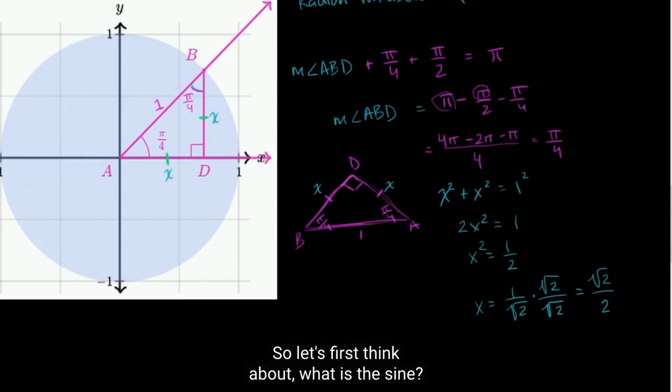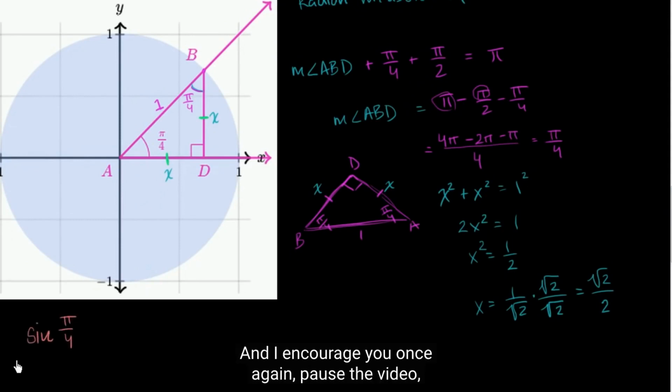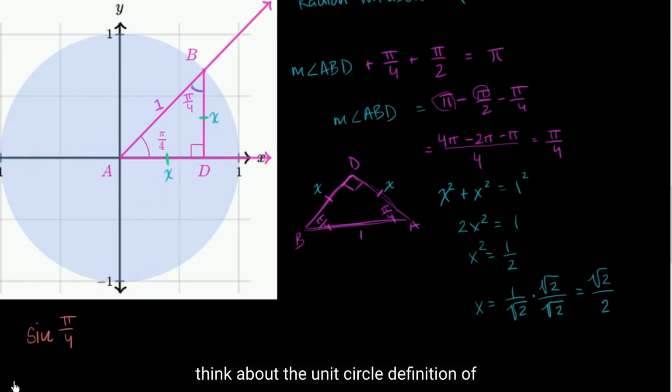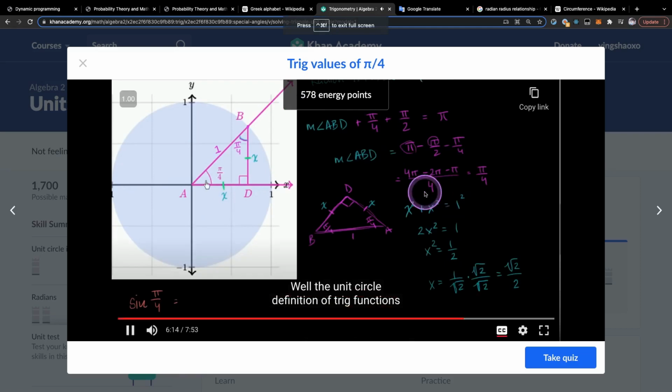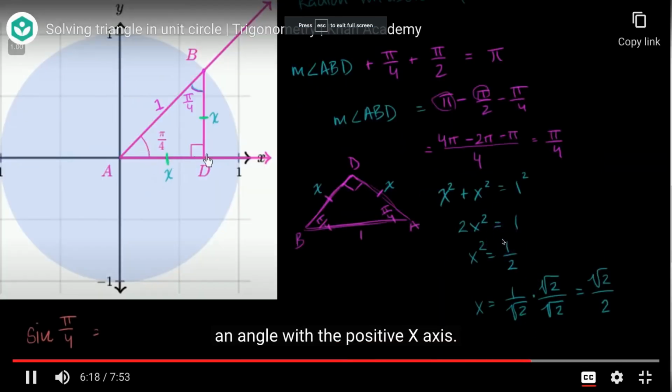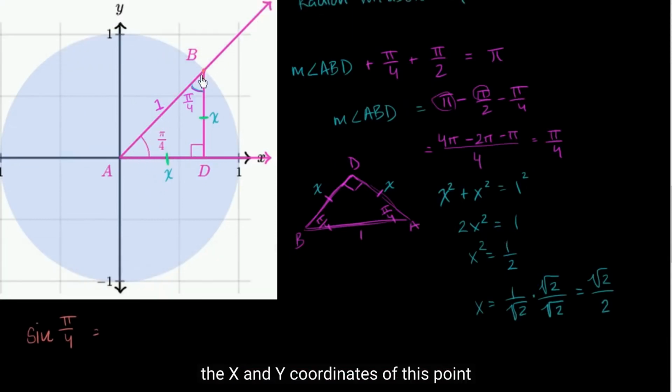So let's first think about what is the sine. Let me do this in orange. Given all the work we've done, what is the sine of pi over 4 radians? And I encourage you once again, pause the video, think about the unit circle definition of trig functions, and think about what this is. Well, this pi over 4 radians is forming an angle with the positive x-axis, and where its terminal ray intersects the unit circle, the x and y coordinates of this point are what specify the cosine and sine.